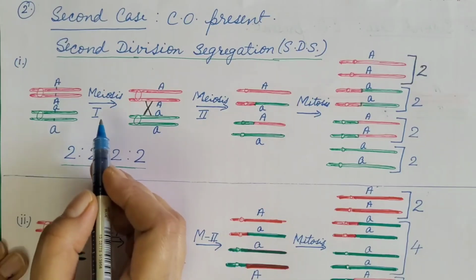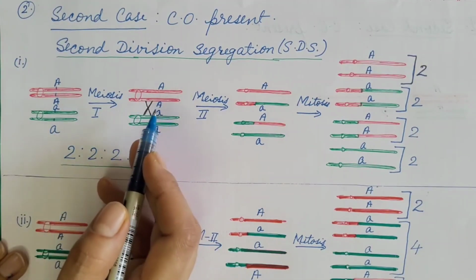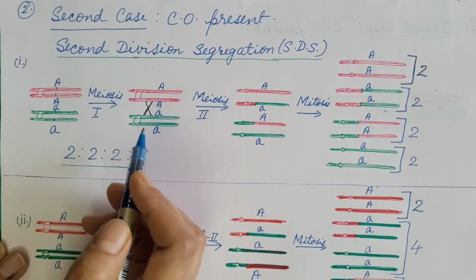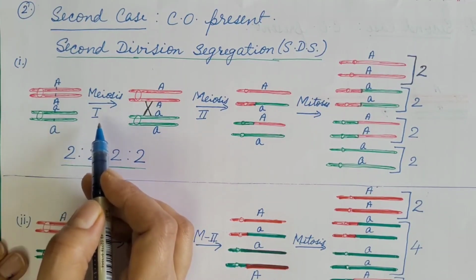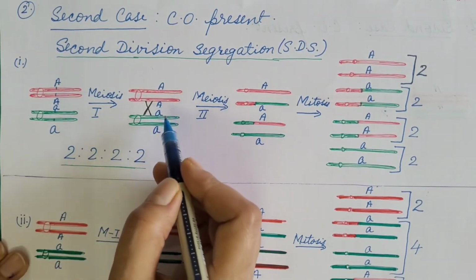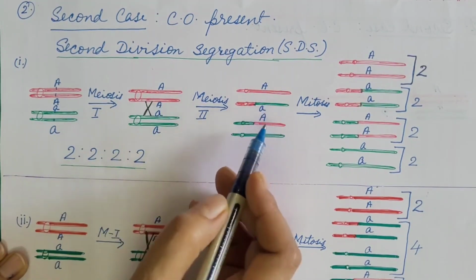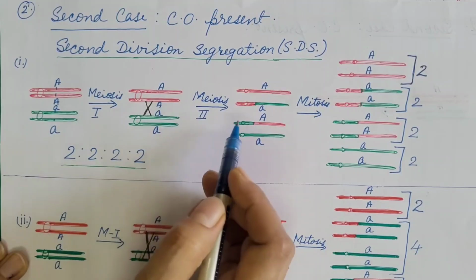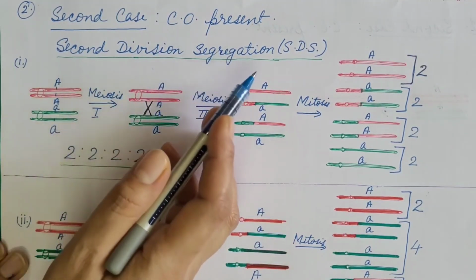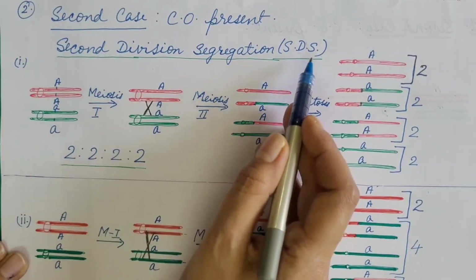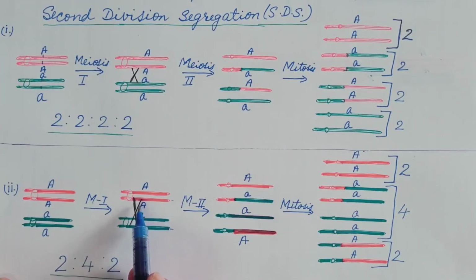In the first case, we have seen the segregation of the capital A and small a allele takes place in the first meiotic division. But here the segregation of the capital A and small a allele takes place only in the second meiotic division. So it is also known as second division segregation, or in short SDS. Similarly, here also segregation of capital A and small a allele takes place in meiosis II.